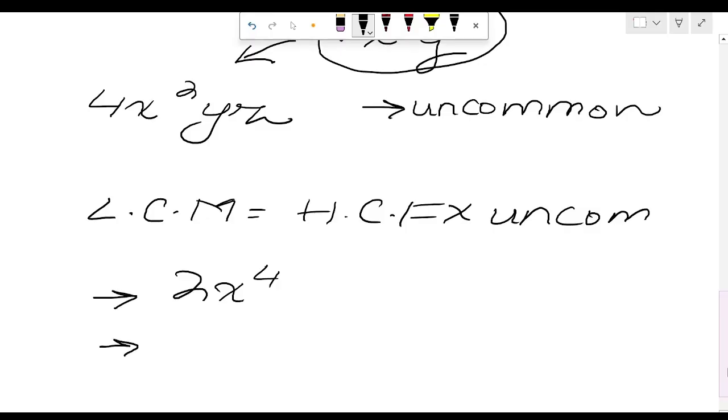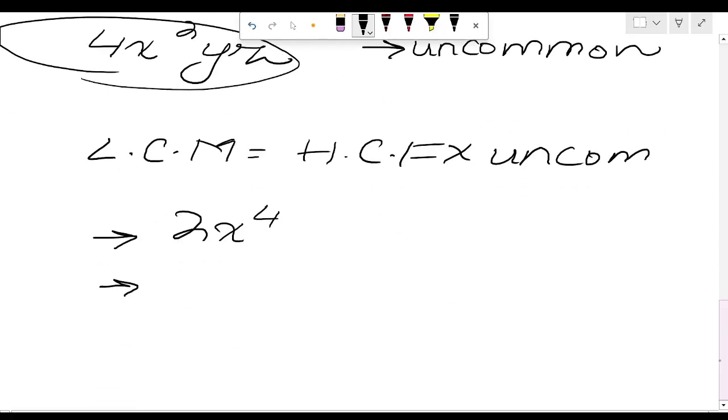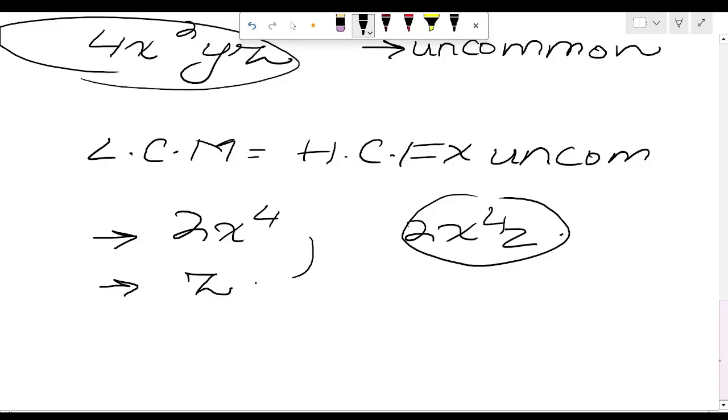Now we need to find the second uncommon factor. If we divide the second monomial by our HCF, 4 and 4 will cancel each other out, x squared and x squared will cancel each other out, and y and y will cancel each other out. So the remaining factor is z. This is our second uncommon factor. If we multiply both of these together, we will have 2x power 4 z. So this is our uncommon factor.